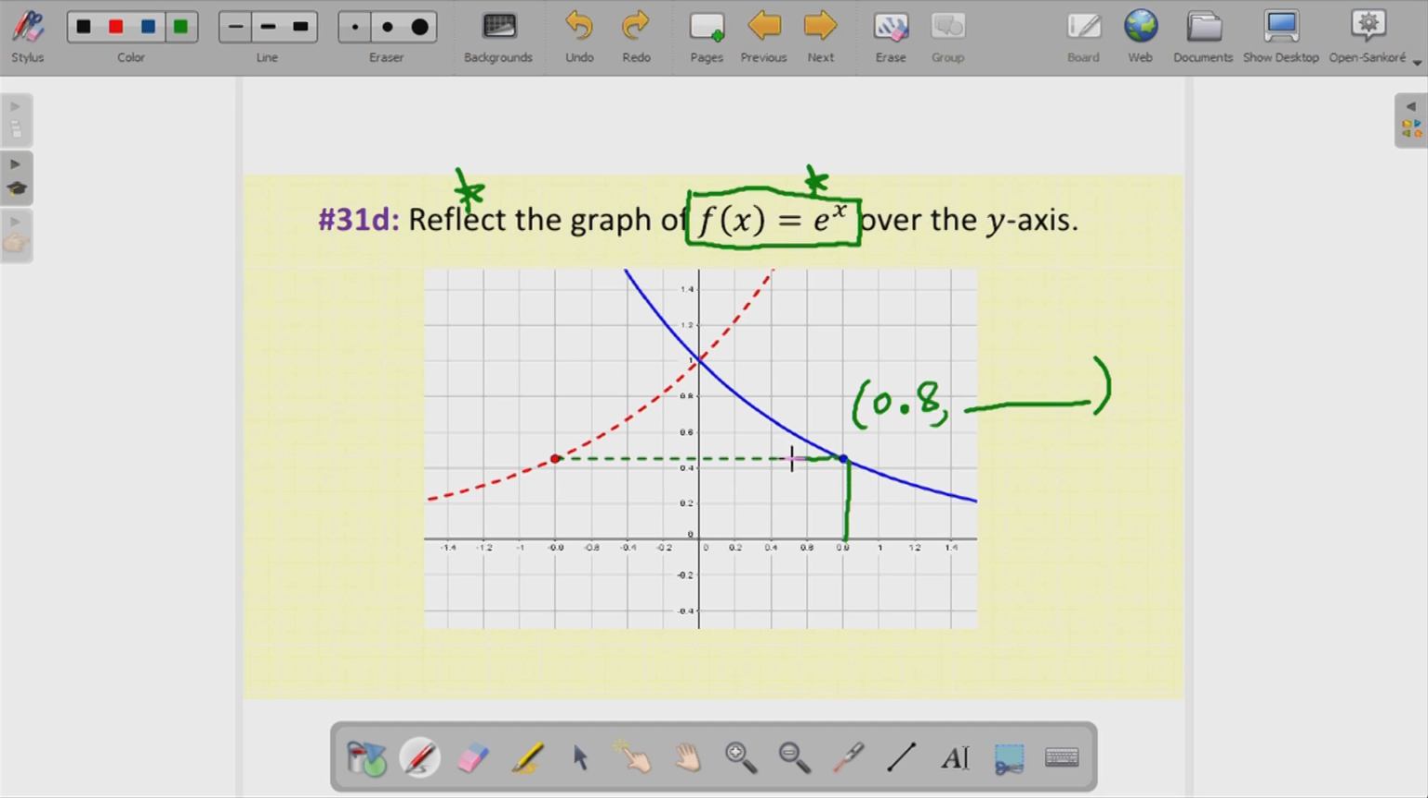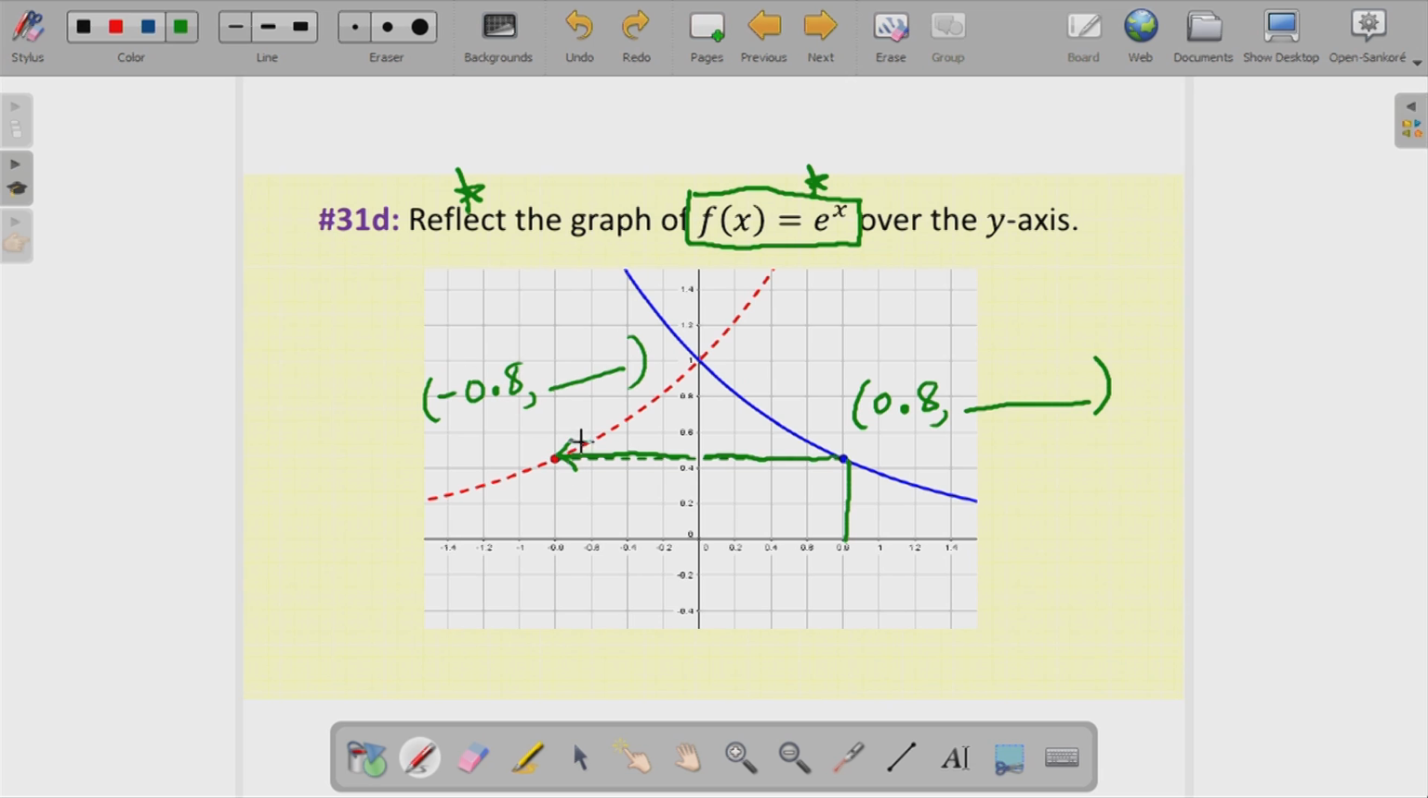Well, using my knowledge of reflections, I know that the pre-image and the image are the same distance from the mirror. And so, whereas this one is 8/10 of a unit to the right, the pre-image should be 8/10 of a unit to the left. In other words, the x-coordinate is negative 8/10.